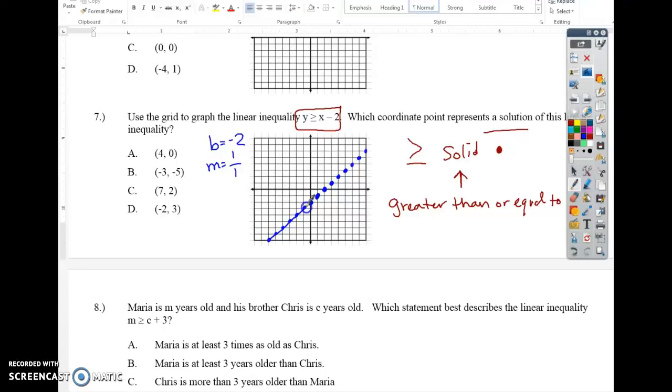And then you connect your dots, solid line. And we are shading above the line. So everything above the line, draw arrows. And then we're going to shade everything above the line, right?